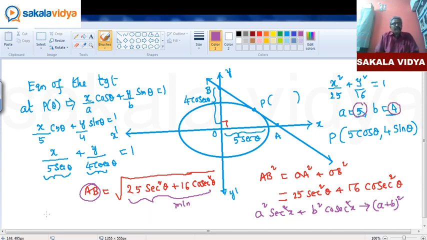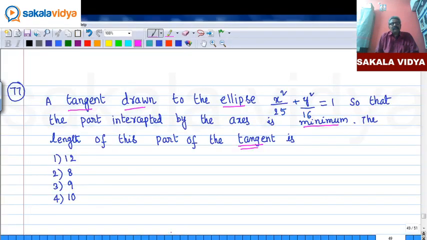So AB minimum, the length of the minimum intercept, is equal to root of a plus b whole square, which equals a plus b. With a equal to 5 and b equal to 4, 5 plus 4 is equal to 9. So the answer is 9, which means the third option is the right option.